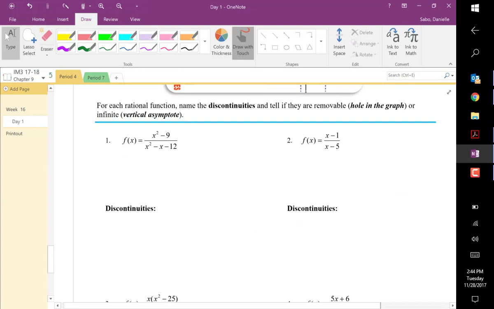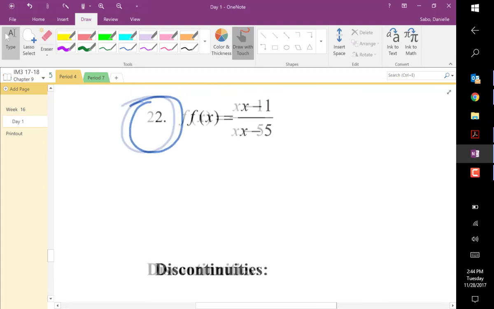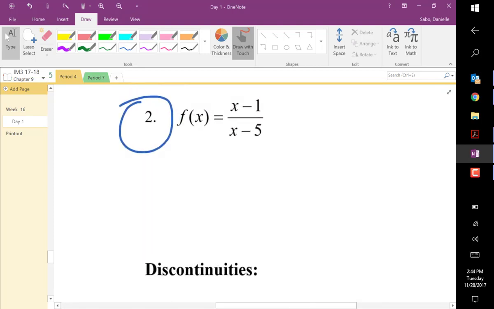So we're going to do number 2 and number 3. Look at number 2. Where do your eyes go first? I want to find the discontinuities. Am I going to look at the numerator or the denominator for discontinuities, for number 2? The denominator. What makes the bottom equal to 0?